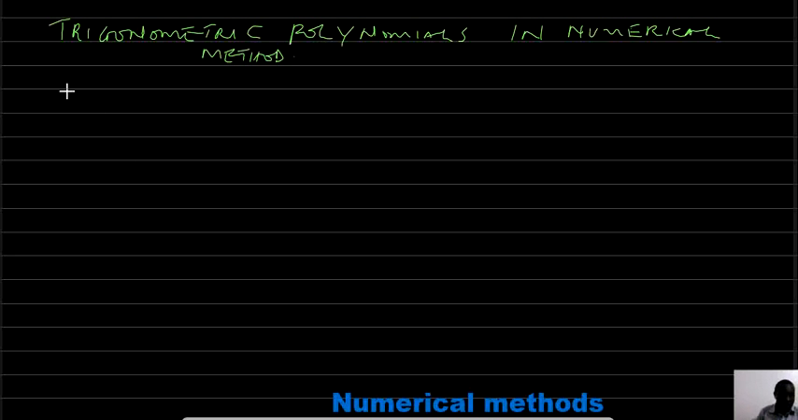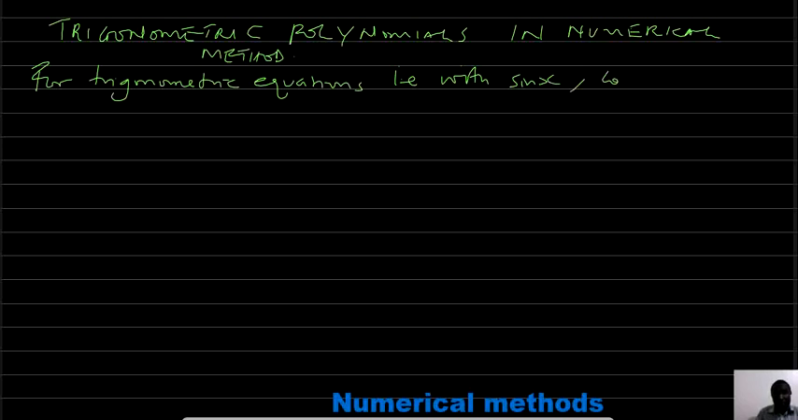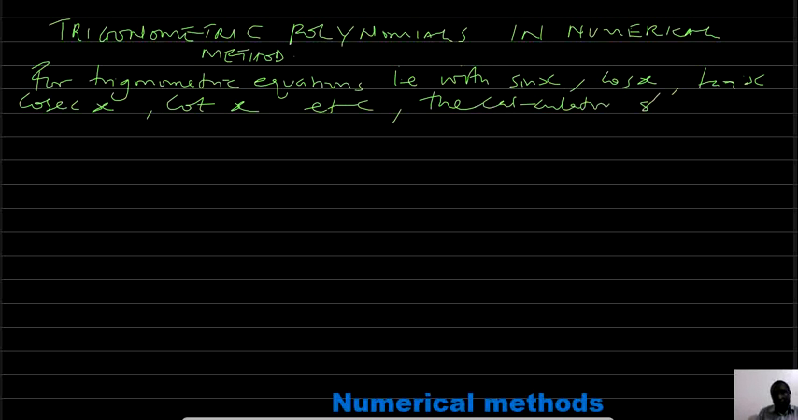For trigonometrical equations, i.e. with sine of an angle x, cos x, tan x, cosec x, cot x, etc., the calculator should be set in radian mode. That is very important. The calculator should be set in radian mode.